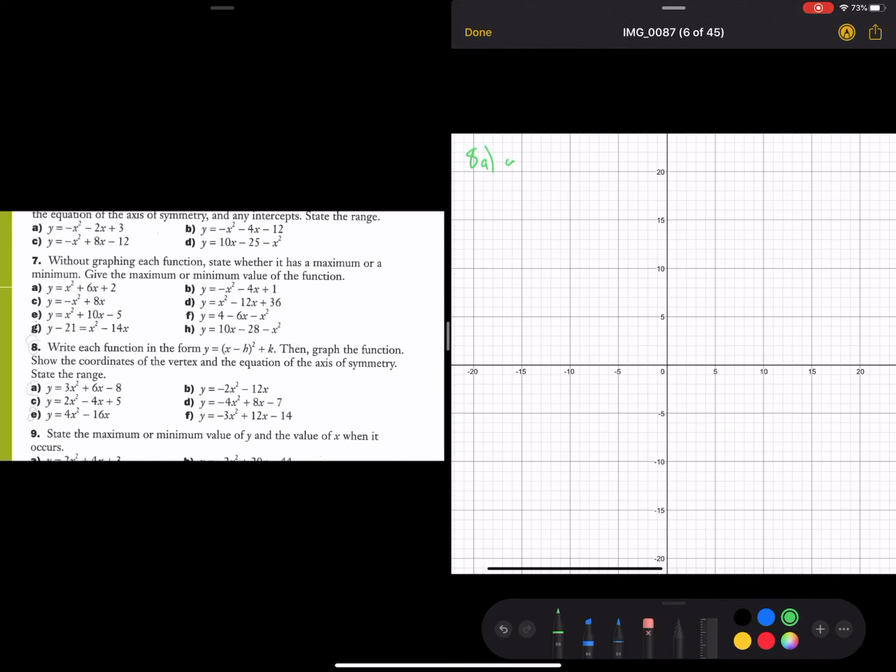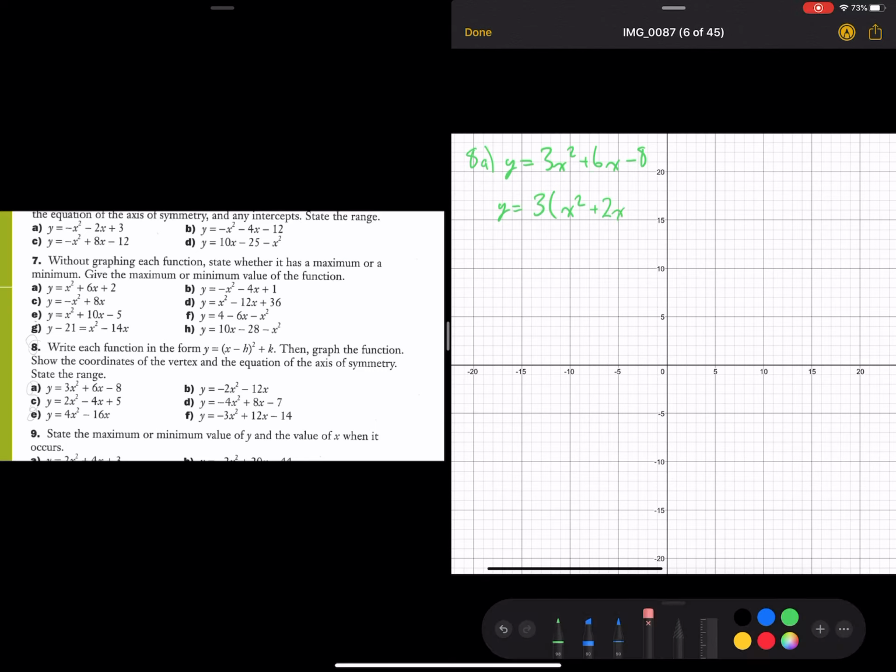8a, y equals 3x squared plus 6x minus 8. What do we have to do? We have to get rid of that 3. Y equals, factor out the 3. Well, 3 times x squared is 3x squared. 3 times what is 2x is 6x. Well, 3 times 2x is 6x.